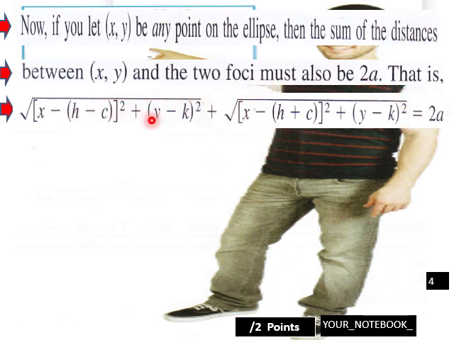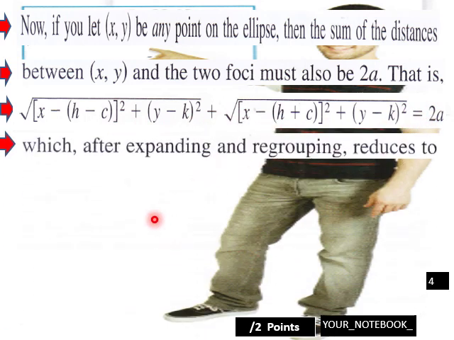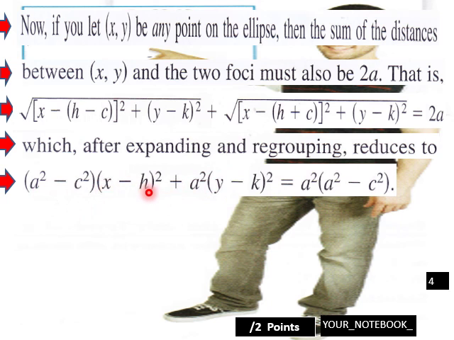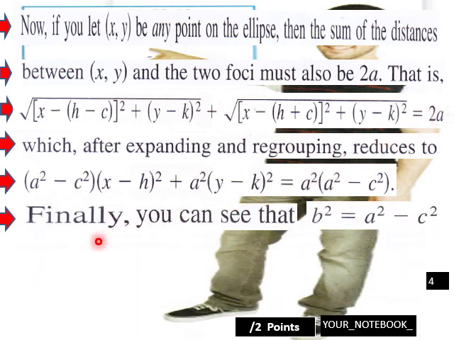We take the radical of each one of these distances, of our foci distances, and they come out to be 2a, which after expanding and regrouping reduces to this here. So we have this gnarly expression here, which equals 2a again. Finally, you can see that b squared.